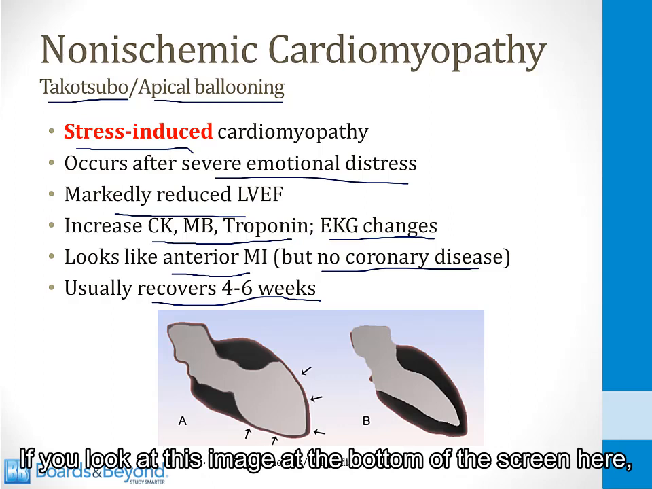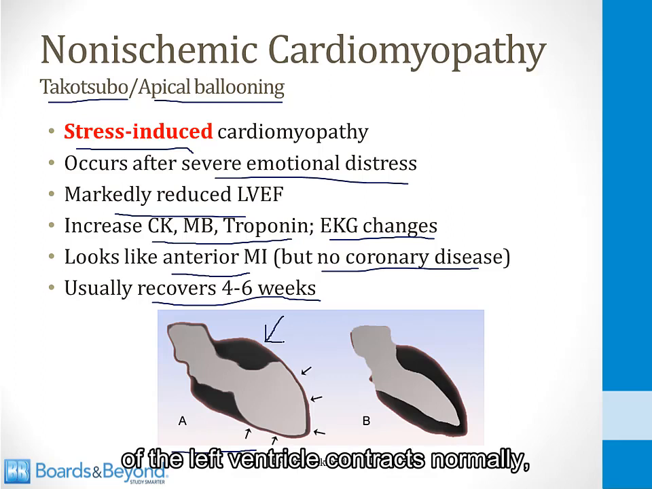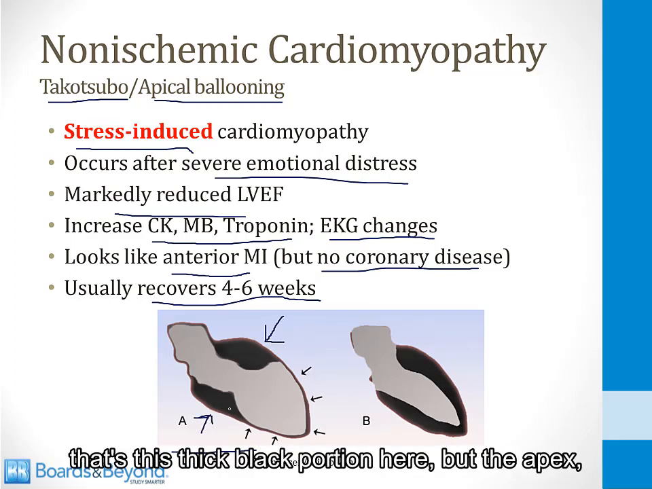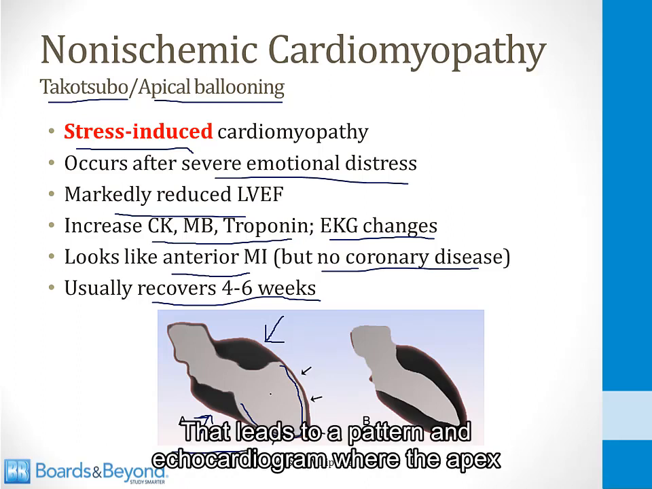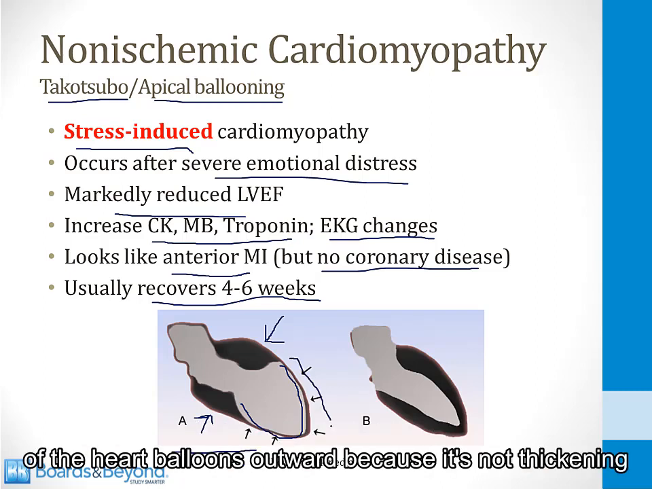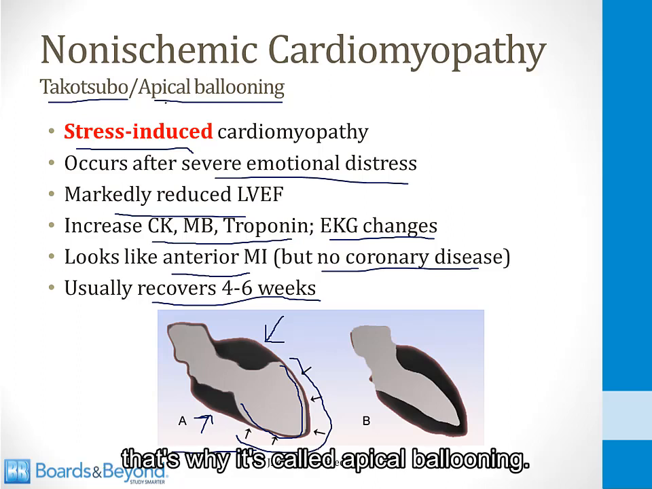If you look at this image at the bottom of the screen here, what happens in this cardiomyopathy is that the base of the left ventricle contracts normally. That's this thick black portion here. But the apex, which is this portion right here, does not contract at all. That leads to a pattern in echocardiogram where the apex of the heart balloons outward because it's not thickening or contracting when the base contracts vigorously. That's why it's called apical ballooning.